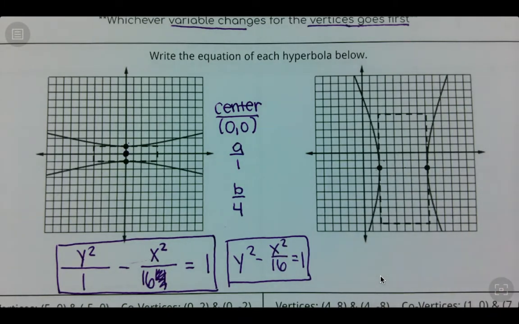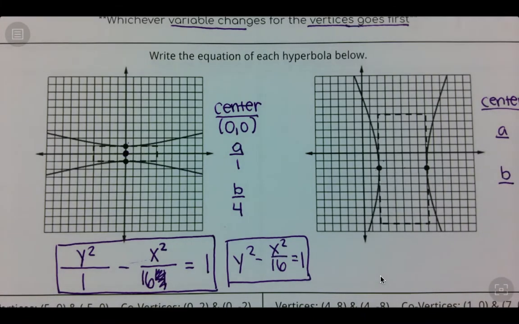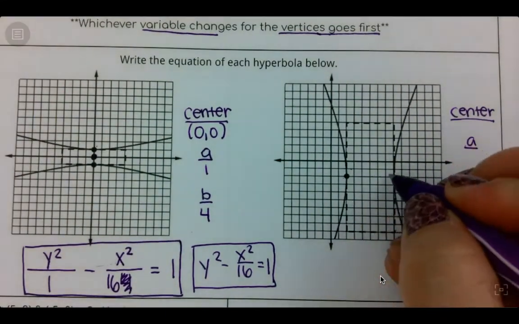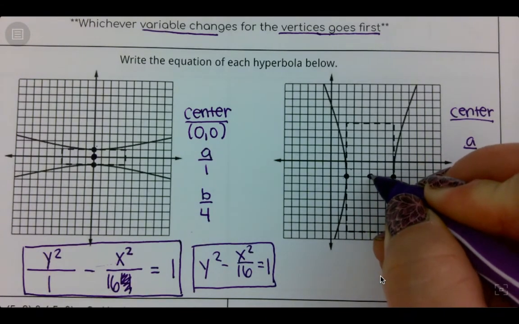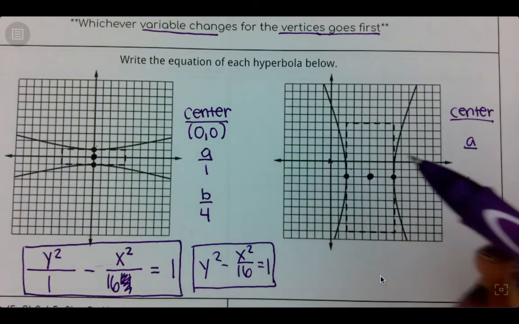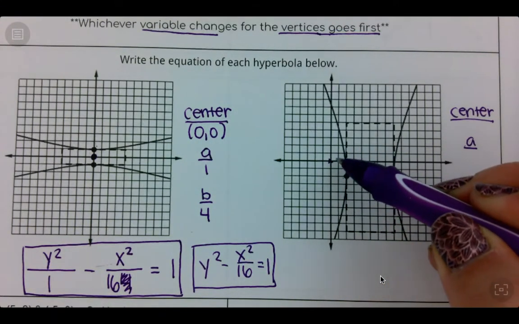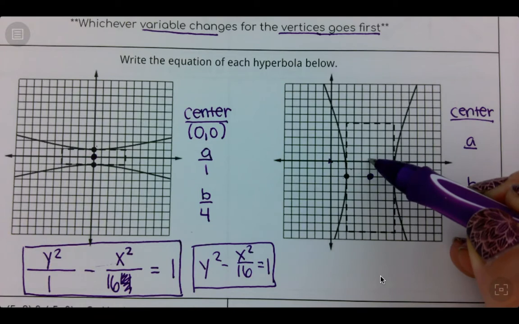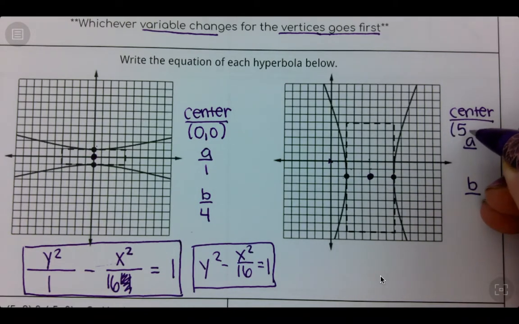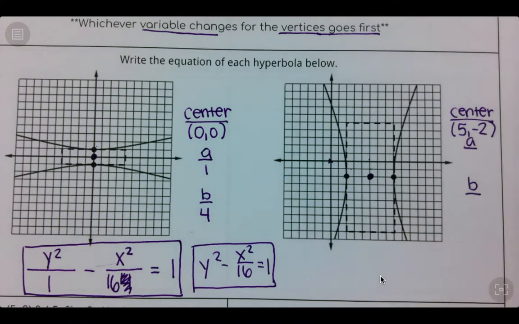All right, let's talk about the next one. Starting it the same way, we've got to find our center, our A, and our B. The center is right smack dab in the middle of these 2 points, which is right here. My origin was right here. So that's over 1, 2, 3, 4, 5, down 1, 2. So 5, -2 is my center.